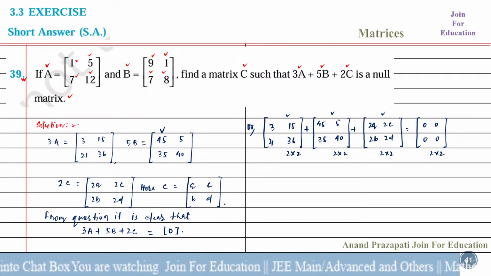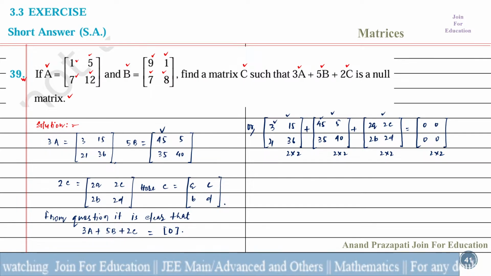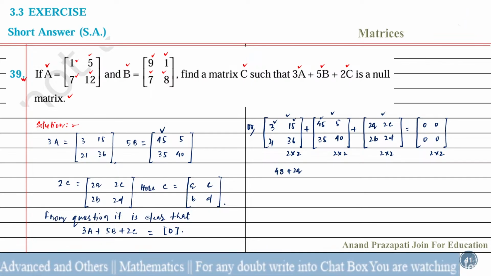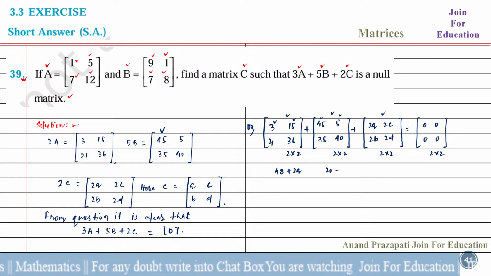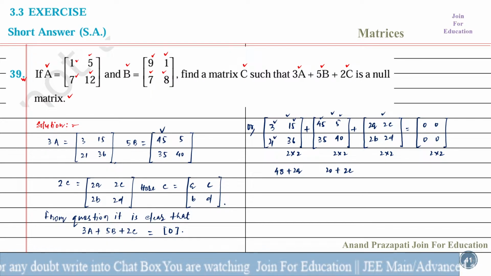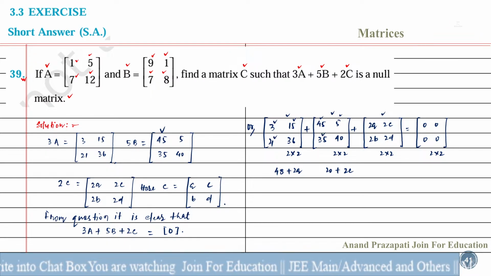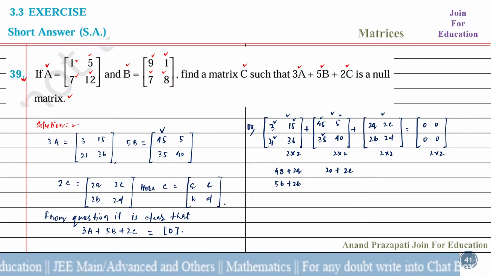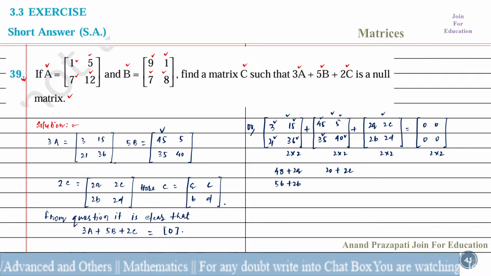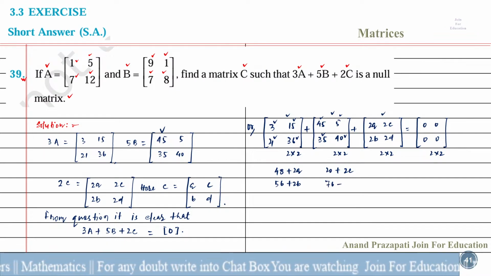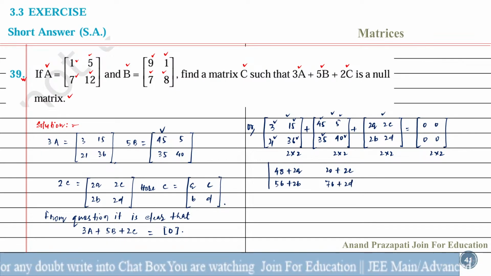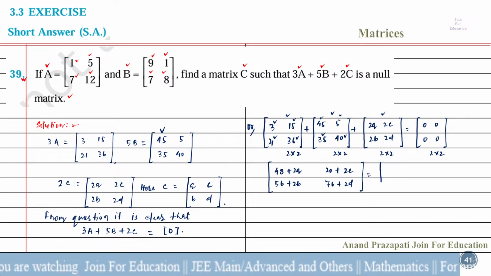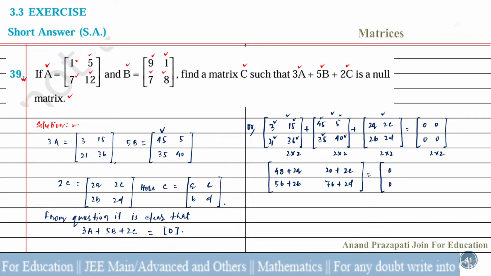So here will be 3 plus 45 equals 48, 48 plus 2A, 15 plus 5 equals 20 plus 2C, and 21 plus 35 equals 56 plus 2B, and 36 plus 40 equals 76 plus 2D. Equal to 0, 0, 0 and this is the 0.